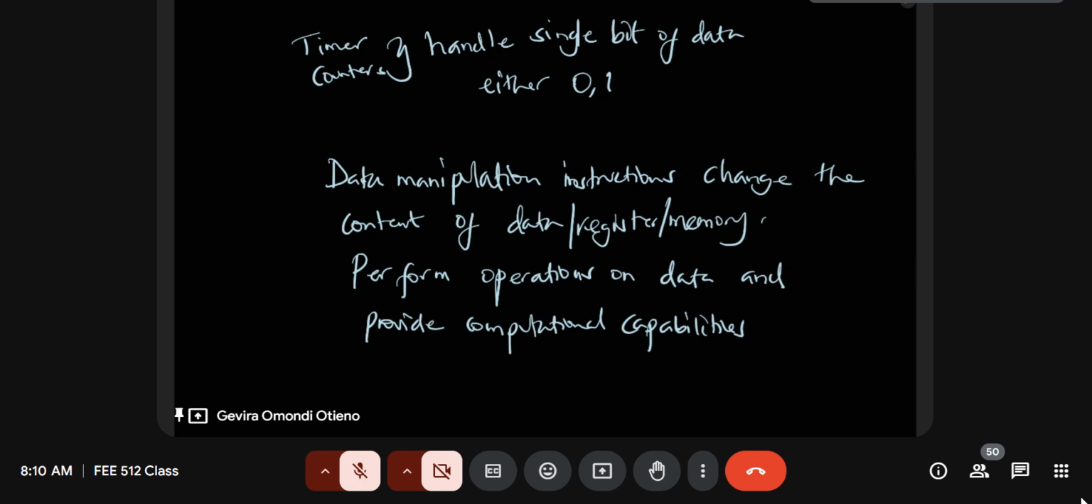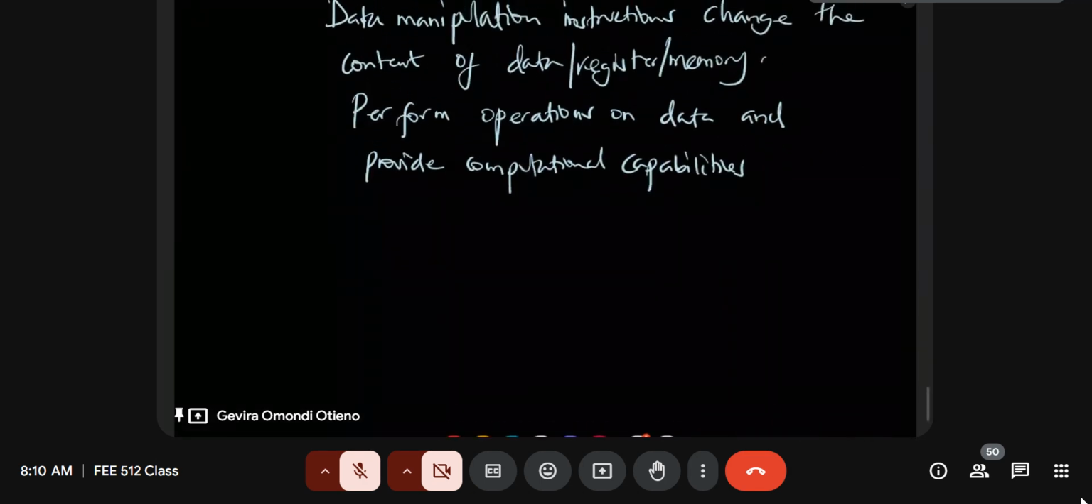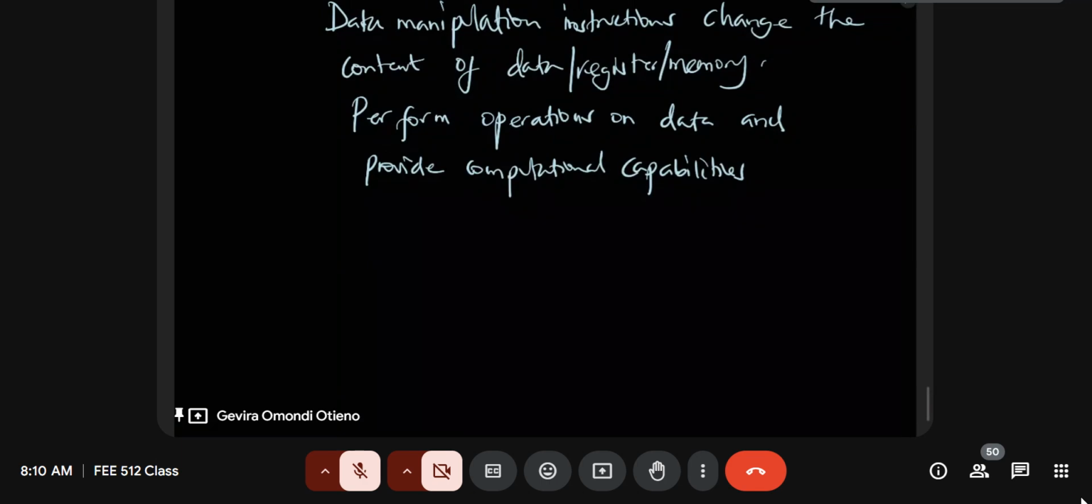Now, data manipulation instructions are allowing the PLCs to take up additional characteristics that are just beyond the relay characteristics of just taking a single bit of instruction. This is now allowing us to have more features in our PLCs. So that's a very important point.